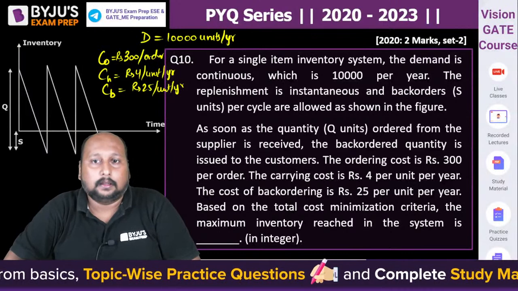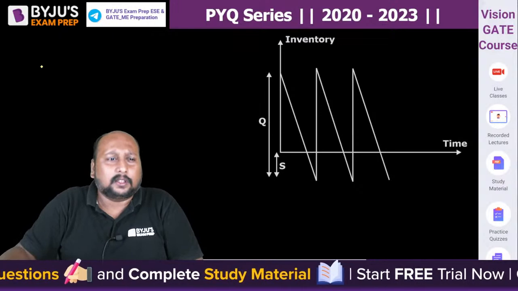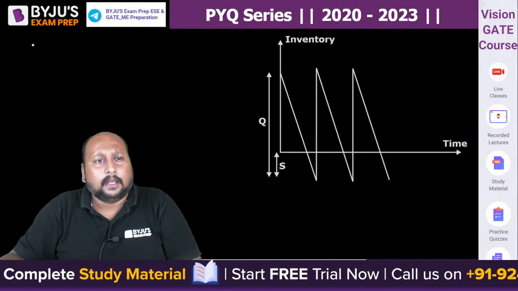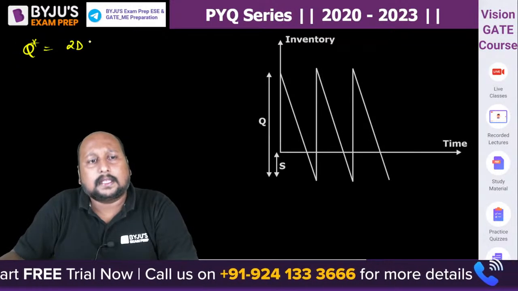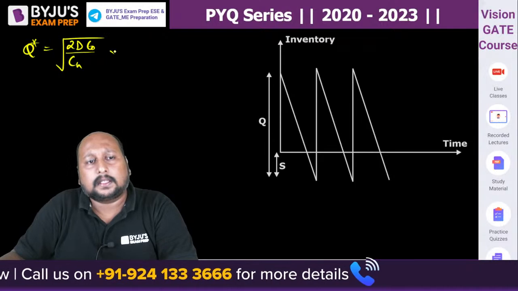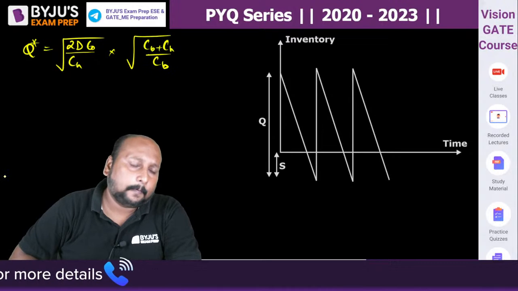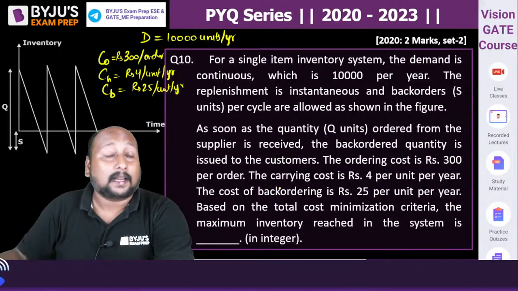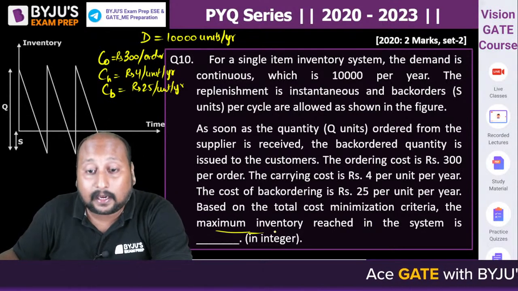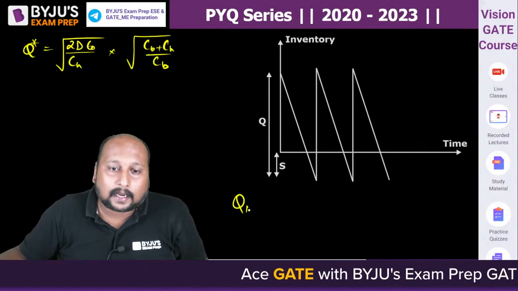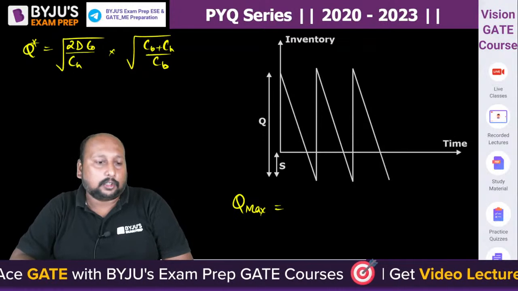Can you tell me what is the maximum inventory? The question is very easy, we have already done this many times. If they had asked for Q star, then we can use Q star equal to the square root of 2DCO by CH, into the square root of (CB plus CH) by CB. But in this problem, they have not asked you the EOQ. They are asking what is the maximum inventory reached. That is Q maximum. What is Q maximum? Anyone? Direct formula.